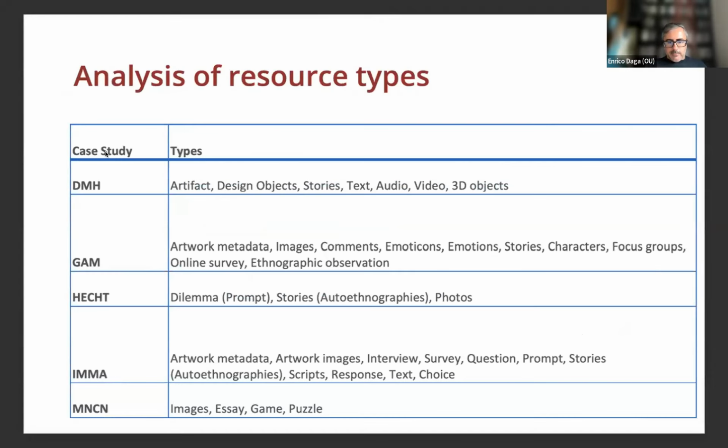And just for completeness, we can look also into a collection of resource types. So in data science, we have data, and usually data stands for anything. You have different formats, but that's not really the point. While in this case, it's very important that resources are characterized. So a comment is different from an image, an emoticon is different from an emotion in the sense of an annotation. Characters, stories, photos, artwork metadata, and so forth. Interviews, they are all different objects and need to be treated as such.